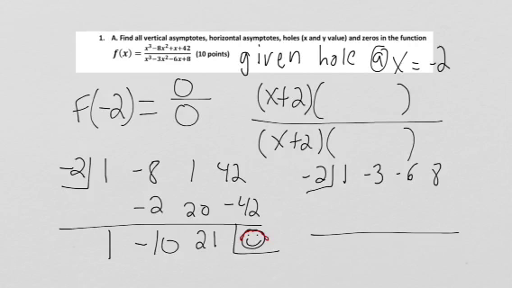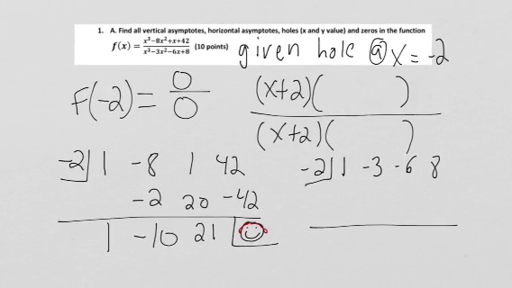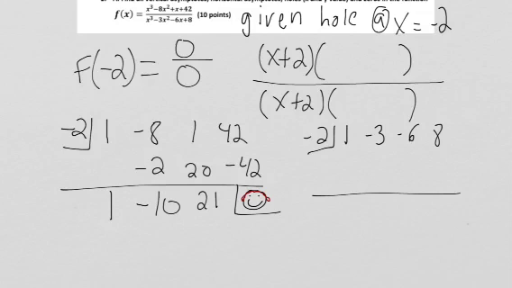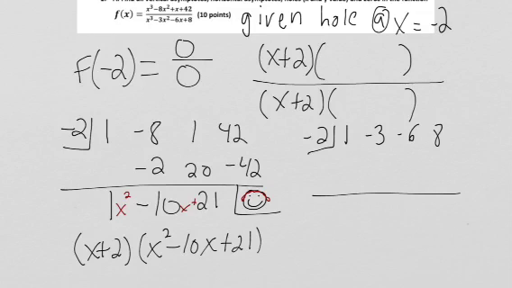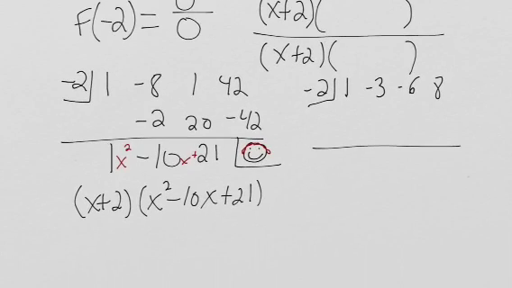Okay, and then we can do the same thing. But first let's see what we have left over now. This is the biggest thing people forget: you forget that you have x plus 2 out front. What's left over? We have 1x squared minus 10x plus 21. So we have x squared minus 10x plus 21, and that's good news because we can easily factor that now.